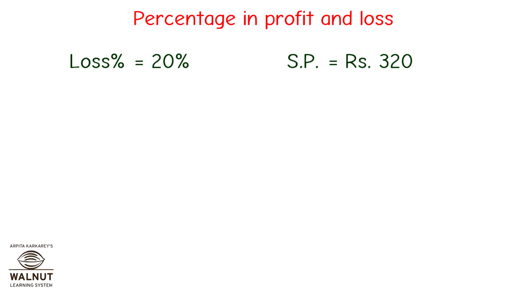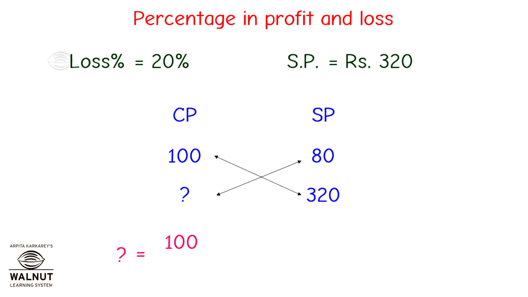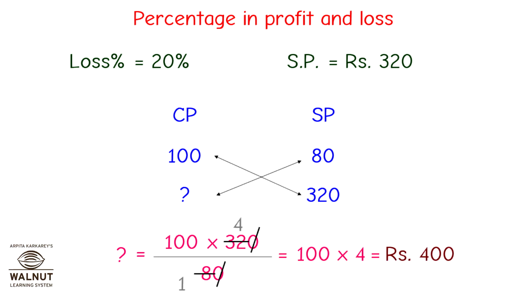You know that the profit or loss is always calculated on the cost price. Loss percentage is 20. That means for rupees 100 CP, loss is rupees 20. So we can say that for rupees 100 CP, selling price is rupees 80. And we have to find for what CP the selling price is rupees 320. Doing cross multiplication, we get question mark is equal to 100 into 320 divided by 80. After simplifying this, we get 100 into 4, that is equal to 400, and that is the cost price.